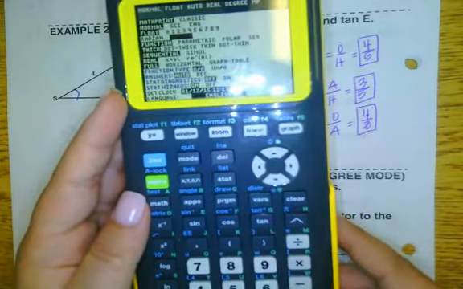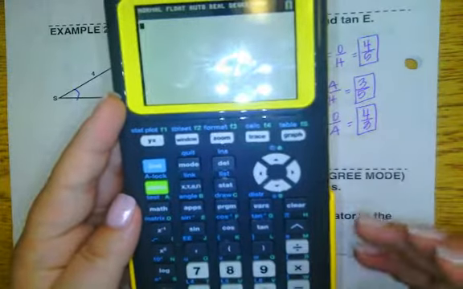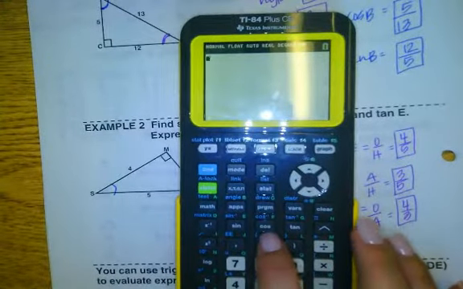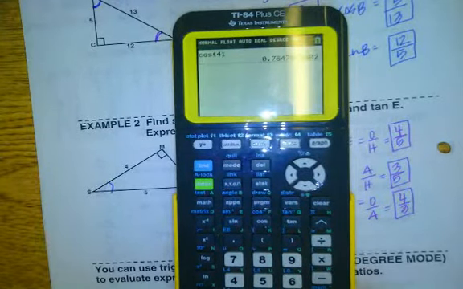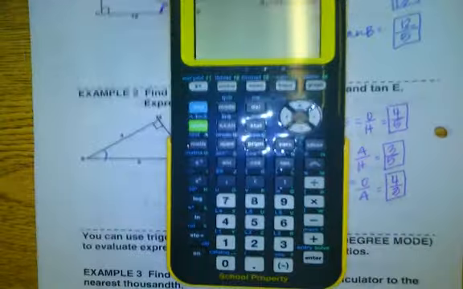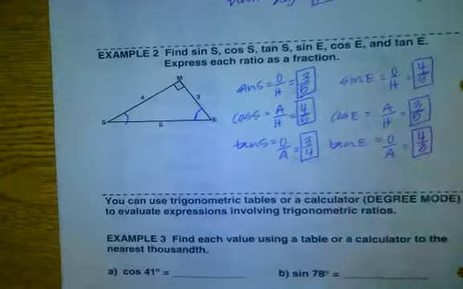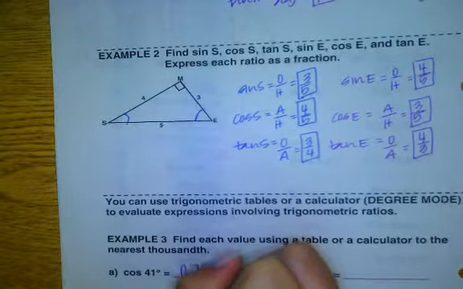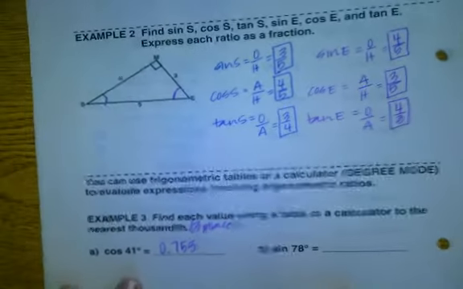Okay, once it's in degree mode, just hit second quit. And then all you have to do is type it in. So the first one was cosine of 41, so you're hitting the cosine button, typing in 41, and pressing enter. If you round that to the nearest thousandth, what would be your value? 0.755. Thousandths is 3 places, do not forget. Hundredths is 2 places. Okay, so now try sine of 78.